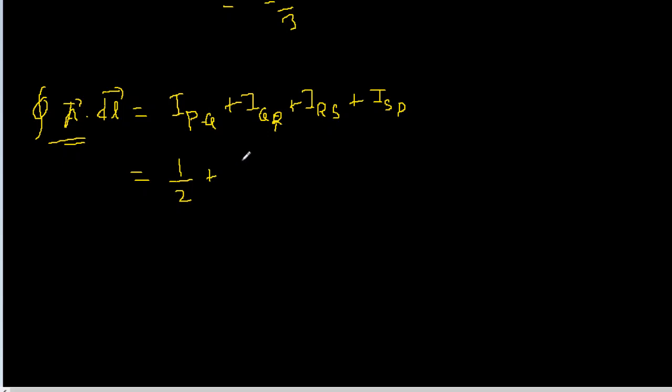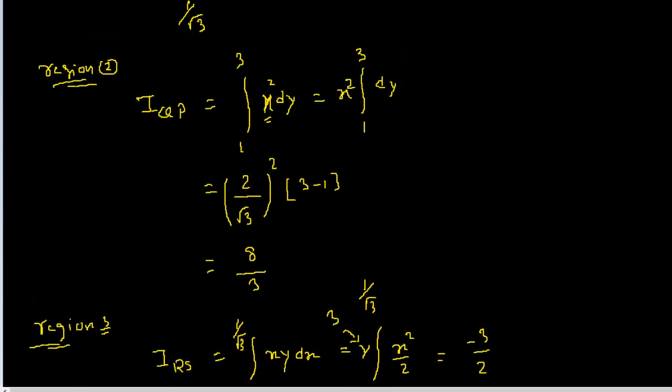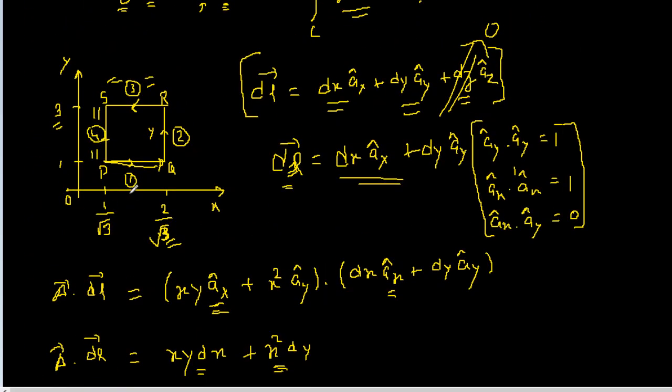PQ comes out 1 by 2 and QR comes out 8 by 3, and RS comes out minus 3 by 2, and SP comes out to be minus 2 by 3. So the answer that we get is 1. Okay, so 1 will be the answer for this line integral of this one. Okay, after integrating this complete line, we get 1.